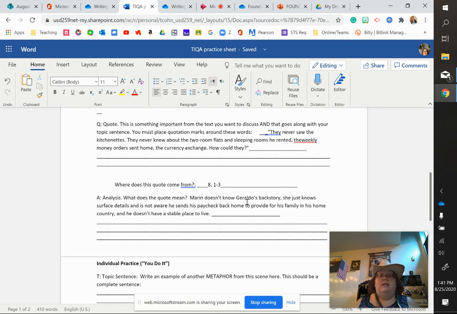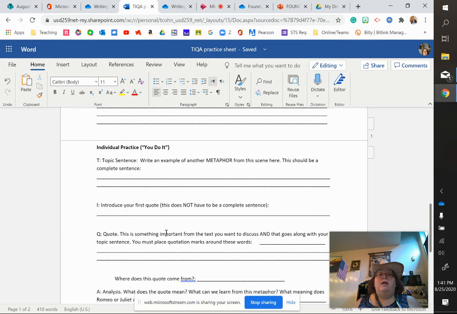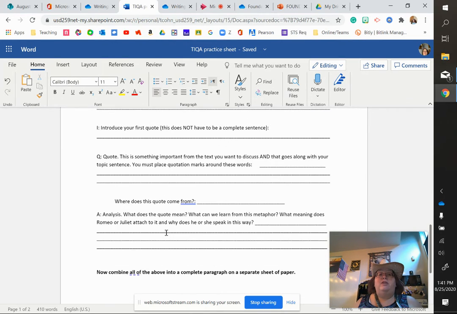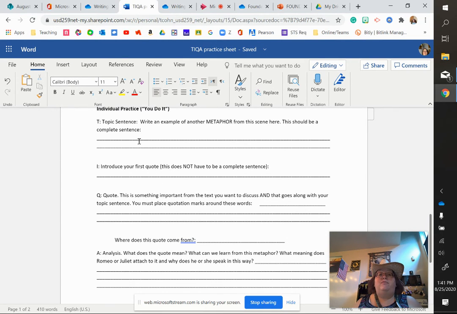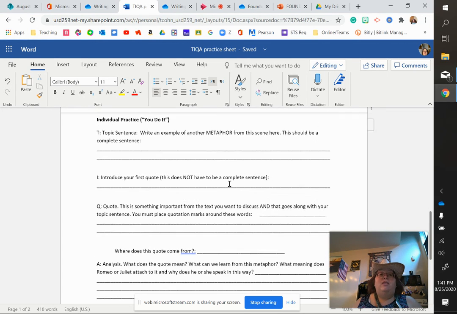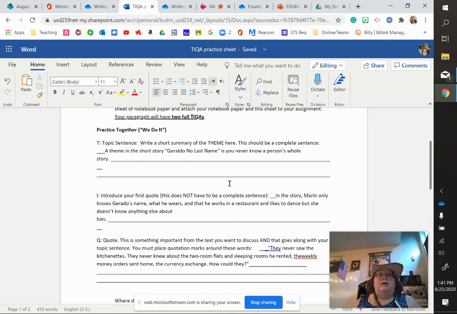All right. So then that's a "we do." And then your teacher would probably have you move on to provide another example of the theme that you never know a person's whole story. And you might use paragraph 9 to help you with that. Okay. So that is a TIQA paragraph, and that is our foundational basics for body paragraphs for essays.